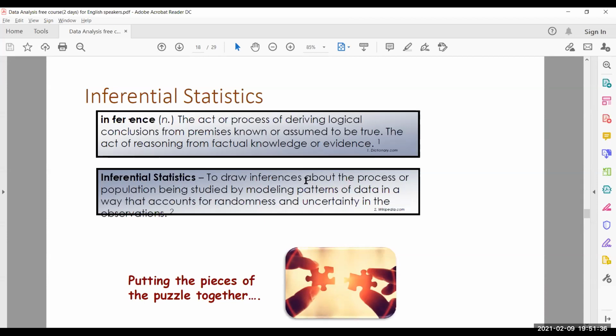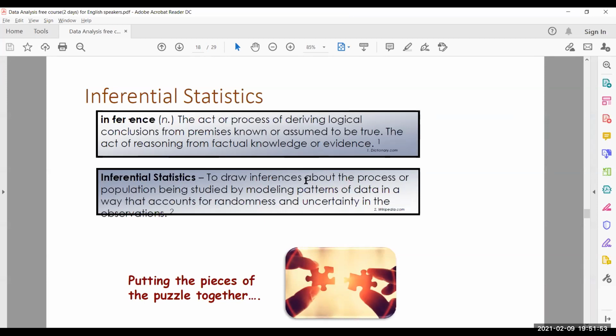So inferential is just an adjective of the noun inference, and by dictionary, inference means the act or process, or the actual process of deriving logical conclusions from premises known or assumed to be true, the act of reasoning from factual knowledge or evidence. What does that mean?